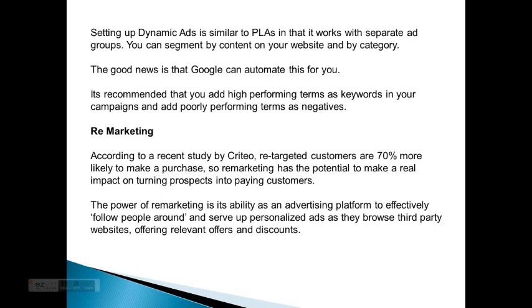And then setting up dynamic ads is similar to PLAs in that it works with separate ad groups. You can segment by content of your website and by category. Good news is that Google can automate this for you. It's recommended that you add high-performing terms as keywords in your campaigns and add poorly performing terms as negatives.